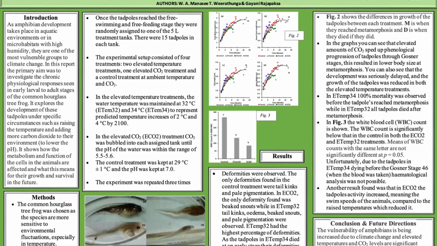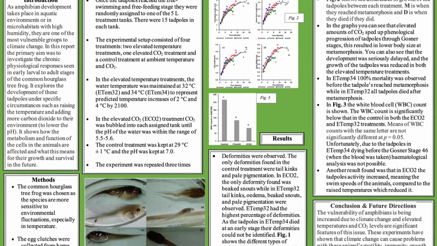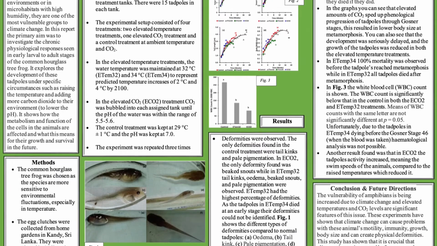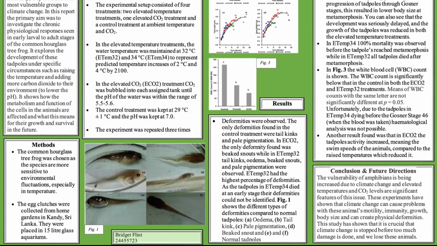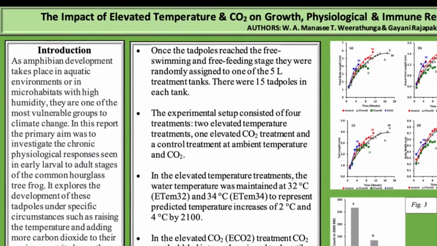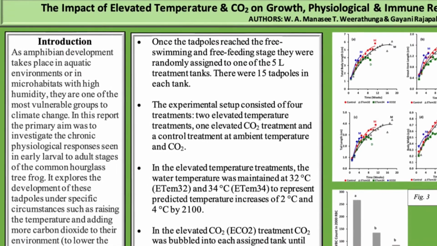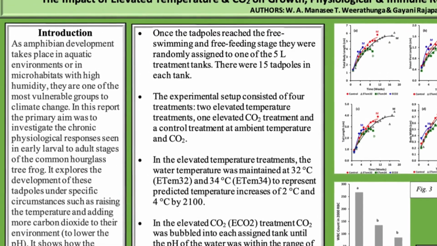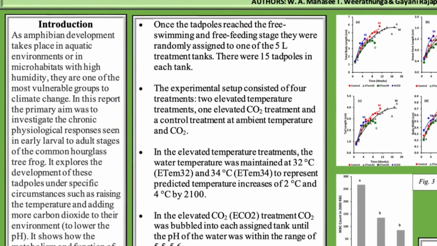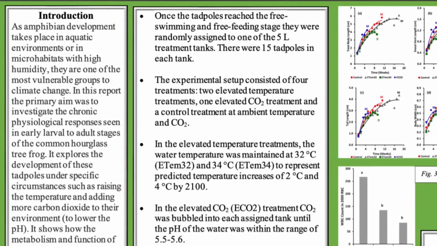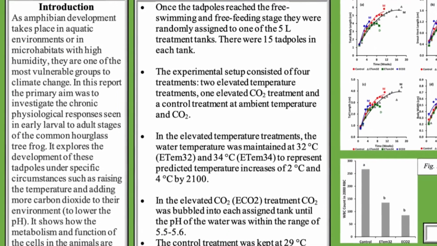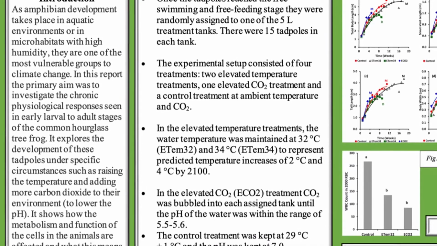My poster is titled The Impact of Elevated Temperature and Carbon Dioxide on Growth, Physiological and Immune Responses of the Common Hourglass Tree Frog. Introduction. As amphibian development takes place in aquatic environments, they are one of the most vulnerable groups to climate change. In this report, the primary aim was to investigate the chronic physiological responses seen in early larval to adult stages of the common hourglass tree frog.